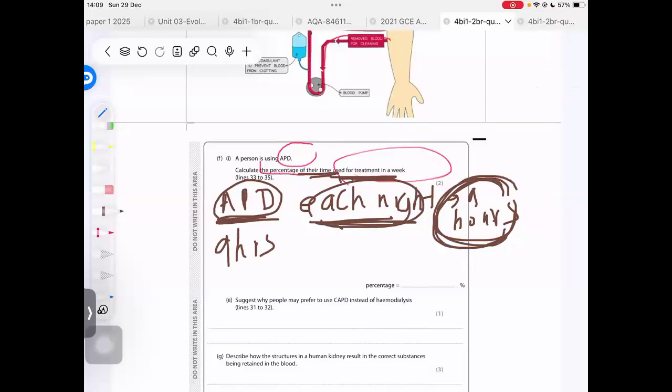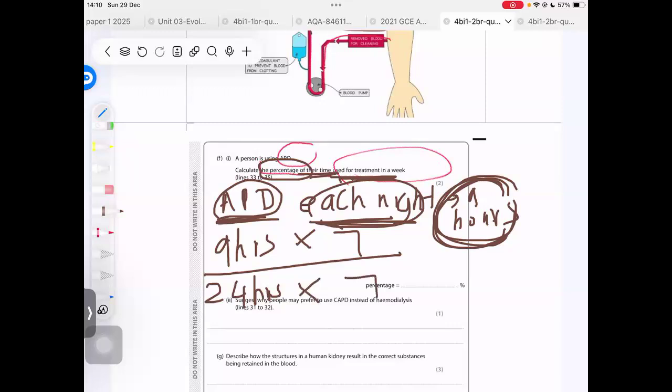How many days are there for a week? There are 7 days for a week. And how many hours are there? That means they are asking us to calculate the percentage. So how many hours are there in a day? 24 hours are there in a day. So how many hours are there in a week? 24 hours multiplied by 7, right? This is the total number of hours per week.